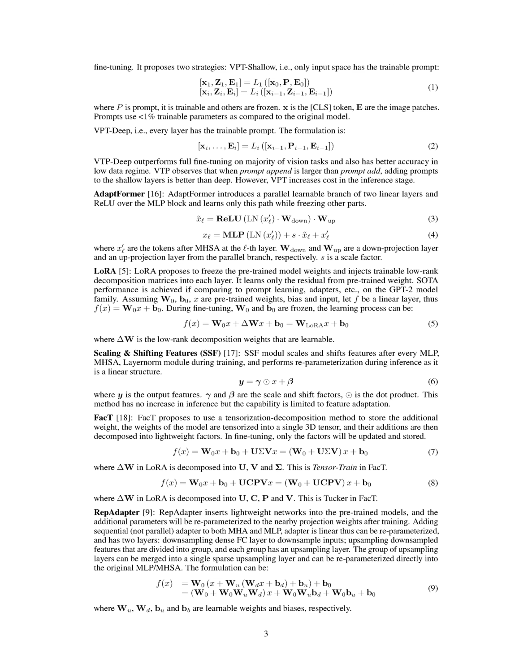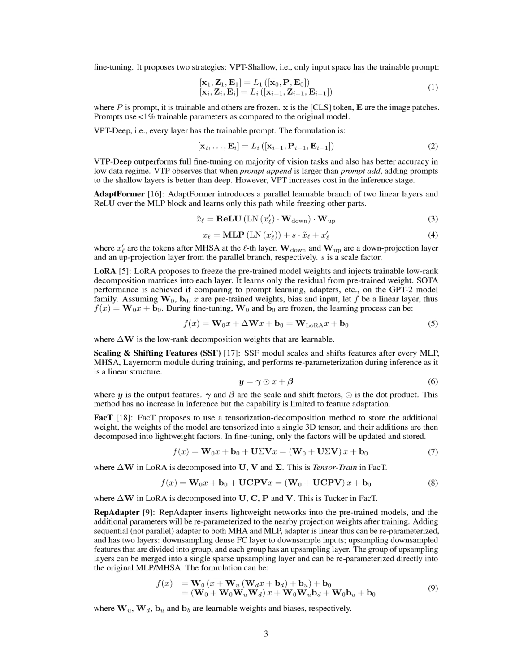Next, we look at AdaptFormer, which introduces a parallel learnable branch comprising two linear layers and a ReLU function over the MLP block. This parallel branch is the only part that is learned, with all other parts kept static. LoRA is another method that freezes pre-trained model weights and injects trainable low-rank decomposition matrices into each layer, learning only the residual from pre-trained weight. This method achieved state-of-the-art performance when compared to prompt learning and adapters, especially with the GPT-2 model family.